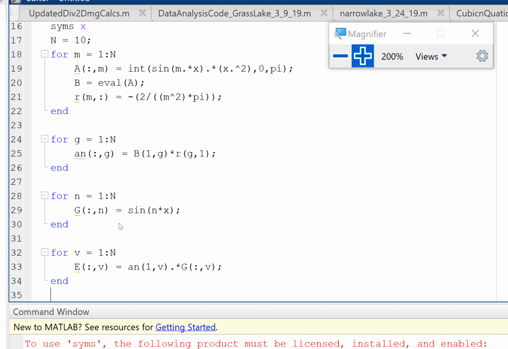So what are we doing from lines 28 to 30? All we're doing is we're making sine of n times x, doing that 10 times. We're going to have 10 numbers in that matrix. Then what I did down here in 32 to 34 is I took the an value from line 25 and I'm multiplying it by line 26. And I'm doing that 10 times.